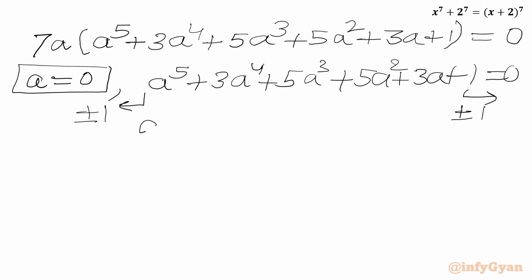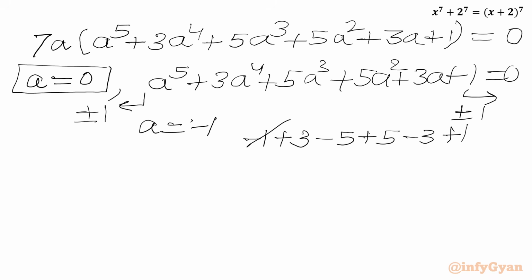In that series, if I put a equal to 1, will it satisfy? No, because all the coefficients in LHS are positive, so it will satisfy for a negative only. So let me begin with a equal to negative 1. So minus 1 power 5, minus 1. 3 times minus 1 power 4, we will write plus 3. Then we'll write minus 5, then plus 5, then minus 3, then plus 1. Is it satisfying? Yes.